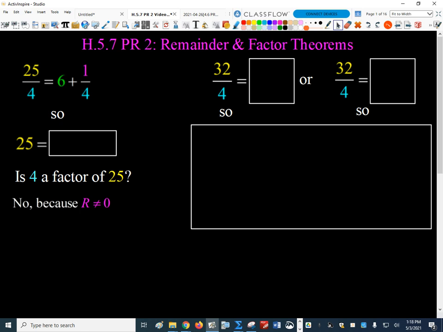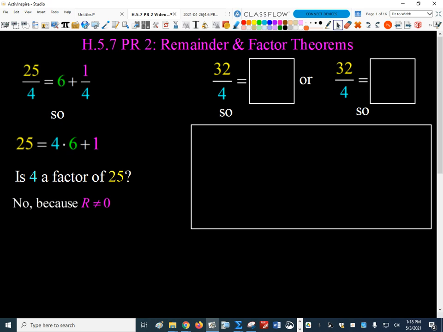Right? What if we were to clear the fractions by multiplying a 4 through both sides? Well, then we just write that as 25 equals 4 times 6 plus 1. Everybody see that? Okay, so is 4 a factor of 25? No, it's not. And how do we know? I guess I should have had this covered up. I should have just slid this down.